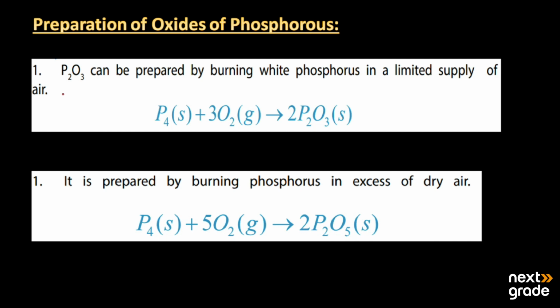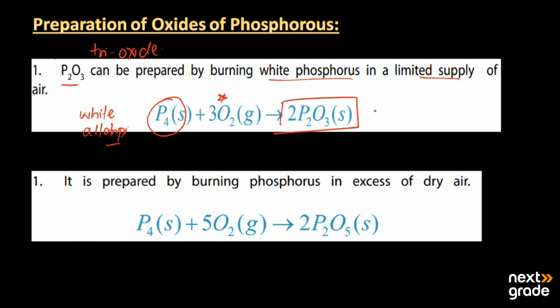The first method is for the preparation of phosphorus trioxide, specifically. It can be prepared by burning white phosphorus. The phosphorus that we take will be the white allotropic form of phosphorus. When it reacts with oxygen, or burns in a limited supply of air, it produces phosphorus trioxide, which can also be written as P4O6. So this is the method for the preparation of the first oxide of phosphorus.